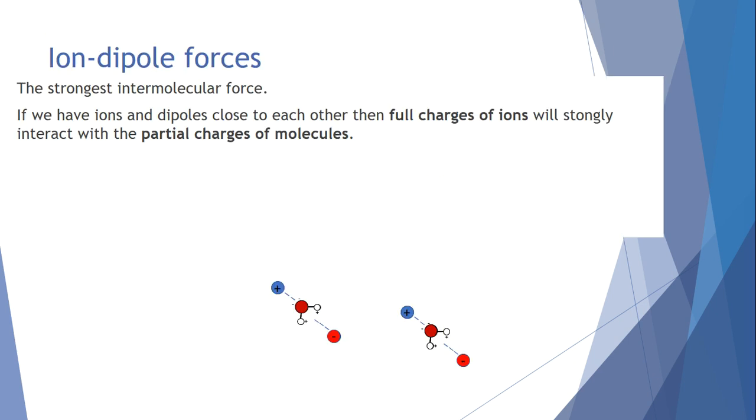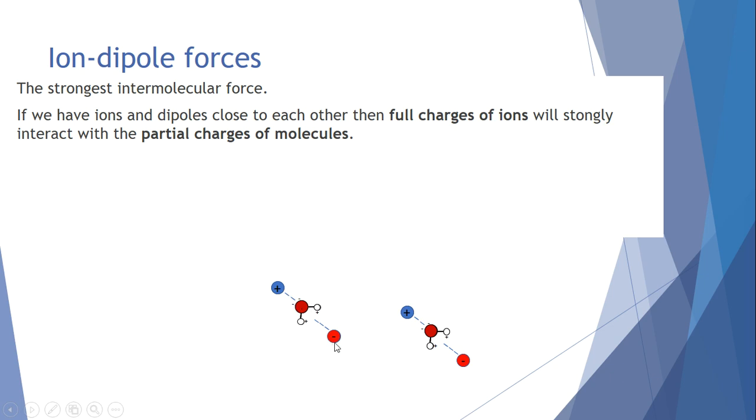Let's start with ion-dipole. This is the strongest intermolecular force we have. If we're going to have ions and dipoles close to each other, then full charges of ions will strongly interact with the partial charges of the molecules, these polar molecules that are dipoles. As we see on this picture here, we have a model of a water molecule in the middle with its, I've written out pluses and minuses just to indicate these partial charges. Might have been better to use delta here, but well.